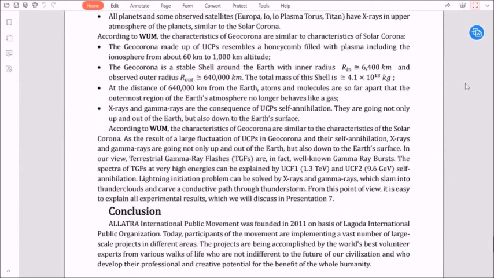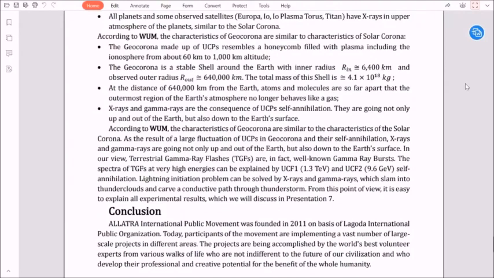According to us, the characteristics of geocorona are similar to the characteristics of the solar corona. The geocorona made up of UC particles resembles a honeycomb filled with plasma, including the ionosphere from about 60 kilometers to 1,000 kilometers altitude. The geocorona is a stable shell around the Earth with inner radius about 6.4 thousand kilometers and observed outer radius about 640 thousand kilometers. The total mass of the shells is about 10 to the power 18 kilograms.